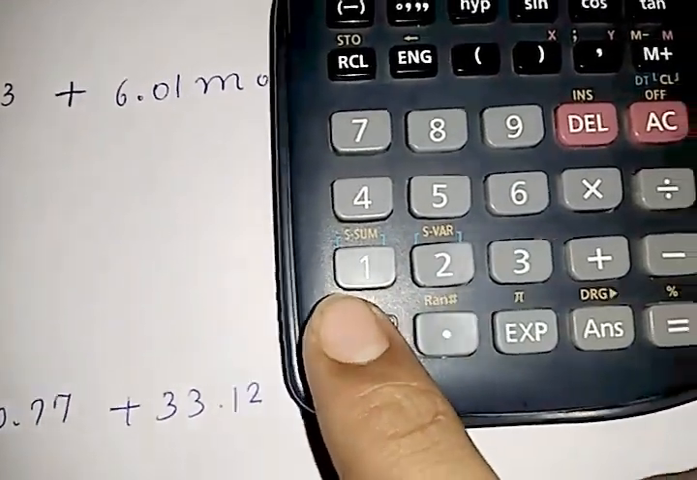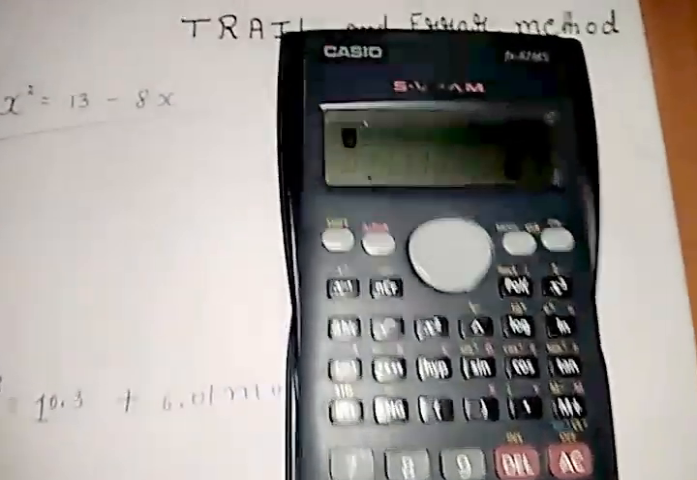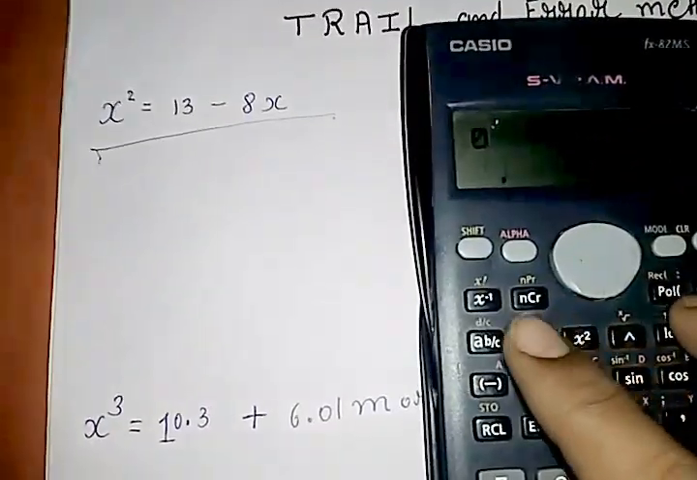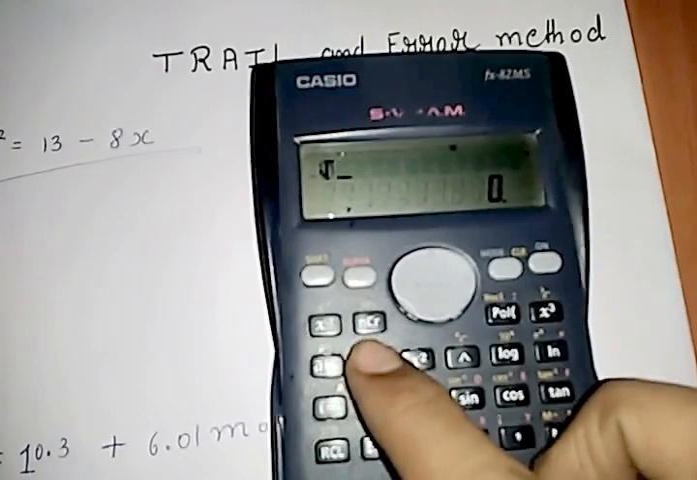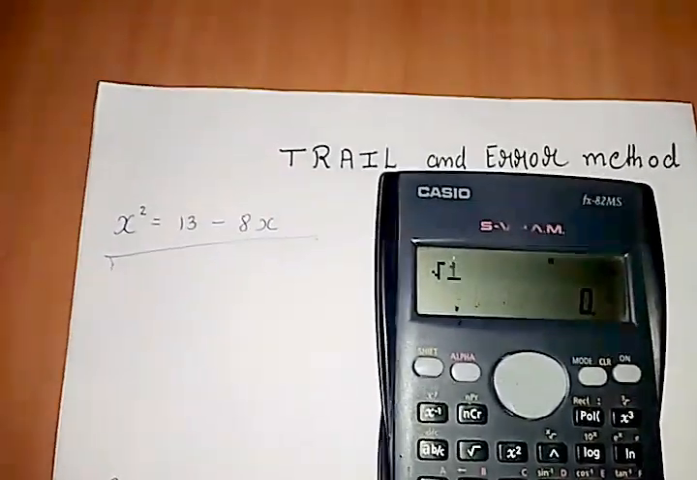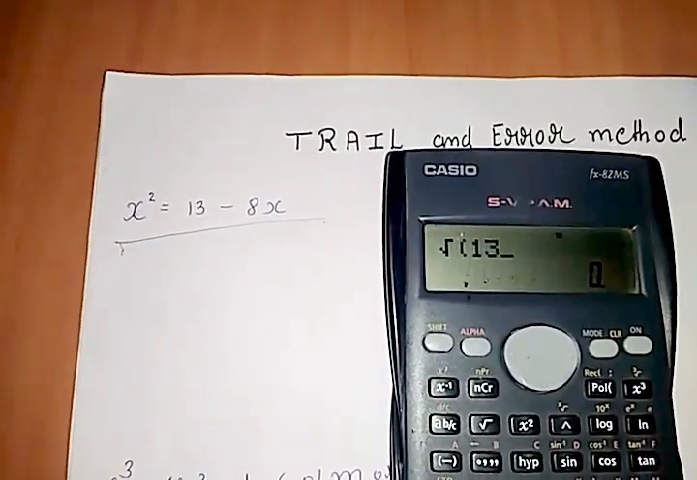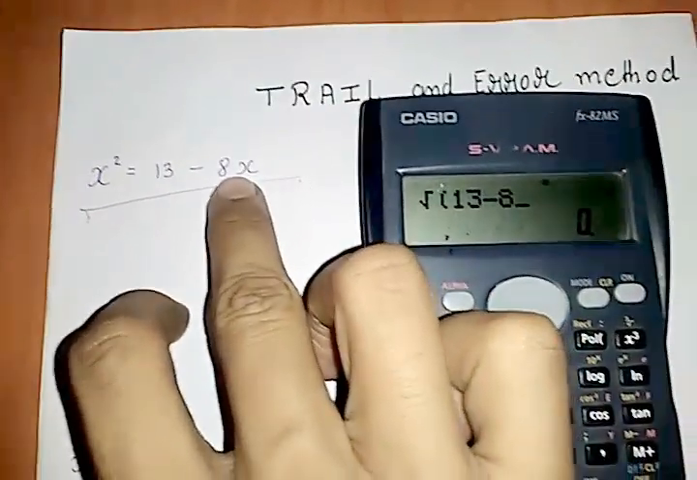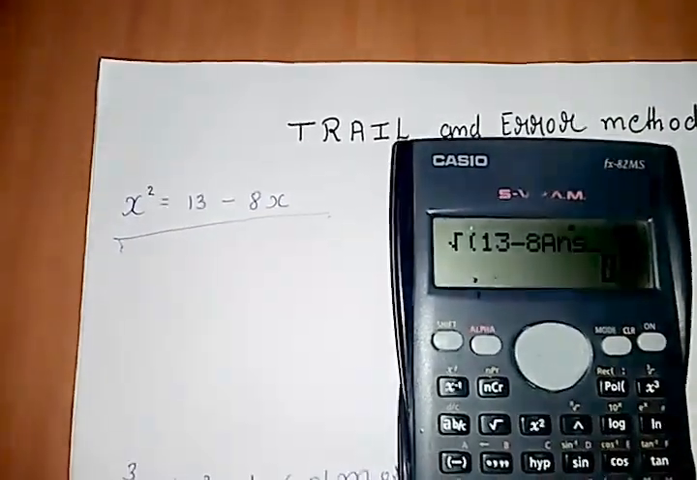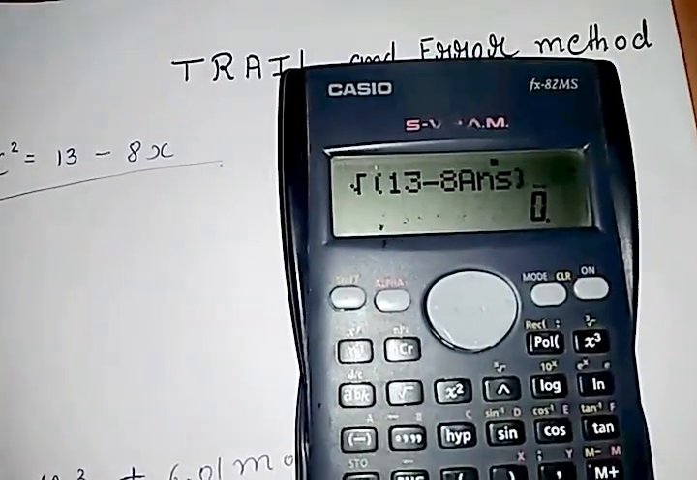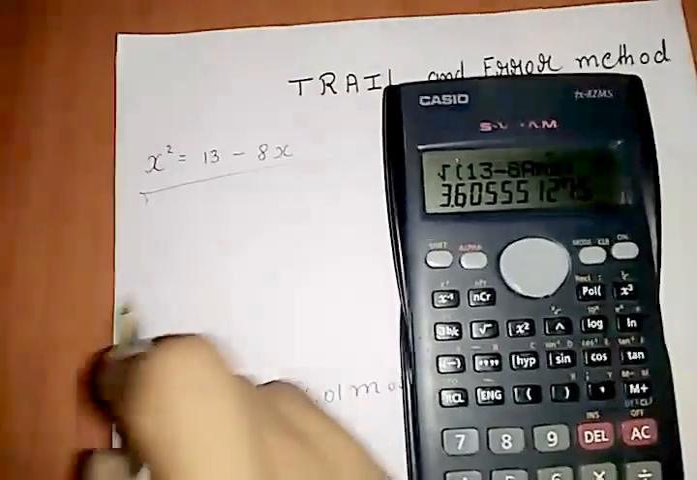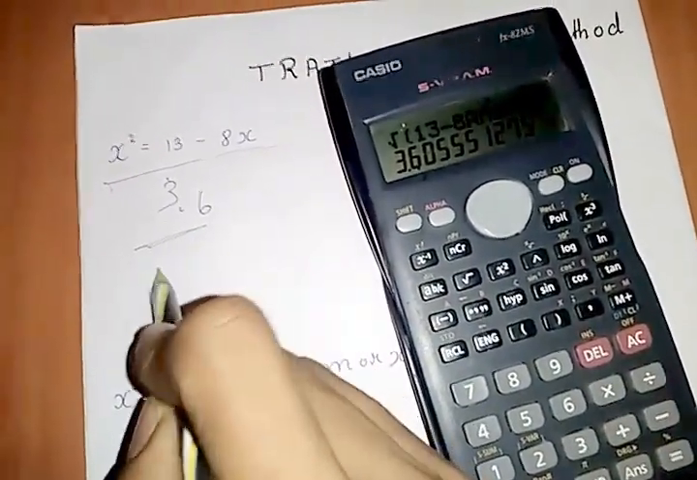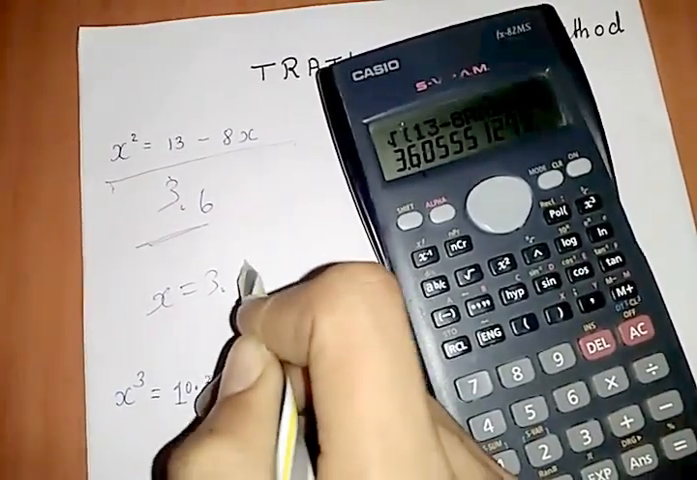First press 0 equals to, then, as shown in the equation, here is x square, so put under root, then bracket it, 13, put the value of the equation, 13 minus 8. Here we have to find the x, so x is the answer. So click here answer and close the bracket, and it will give us the answer, which is 3.6. So the value of the equation x equals to 3.6.